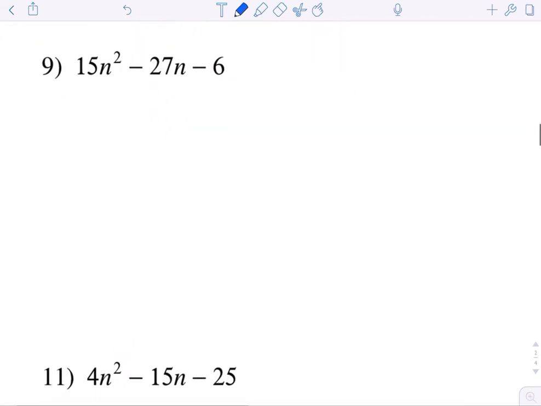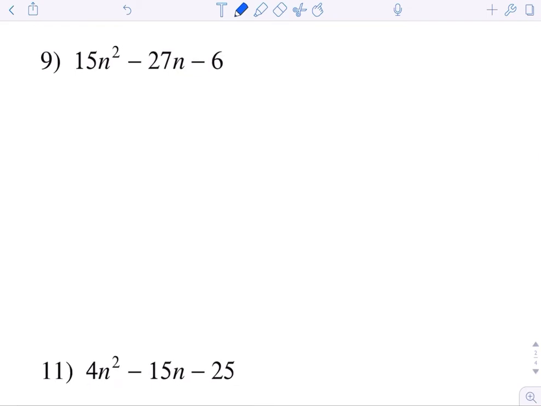Number 9. Ooh, number 9 is a little interesting, you guys. So, do you guys see that a 3 could come out from each one? So, I'm going to factor out a 3 from each one. So, 15 divided by 3, you guys, is 5n squared. Negative 27 divided by 3 is negative 9n. And negative 6 divided by 3 is negative 2. See, I knew that 15, negative 27, negative 6 are all multiples of 3.